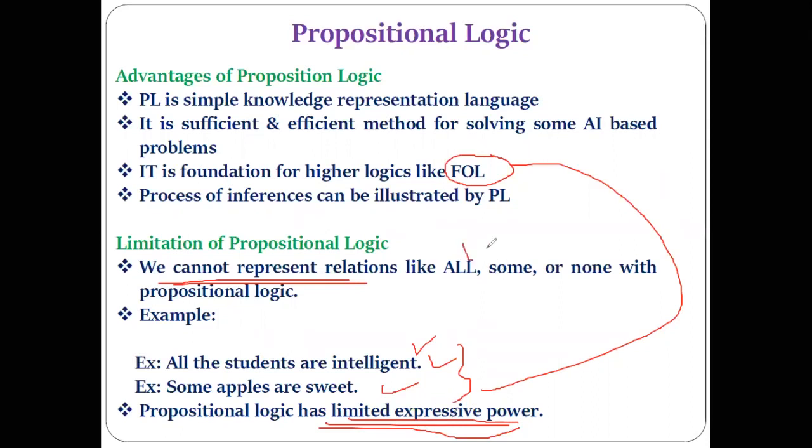Because if words like all, some, none are there in a sentence, then that kind of sentence cannot be represented properly using propositional logic. And in order to represent it properly, we have to make use of first order logic. Got the point?